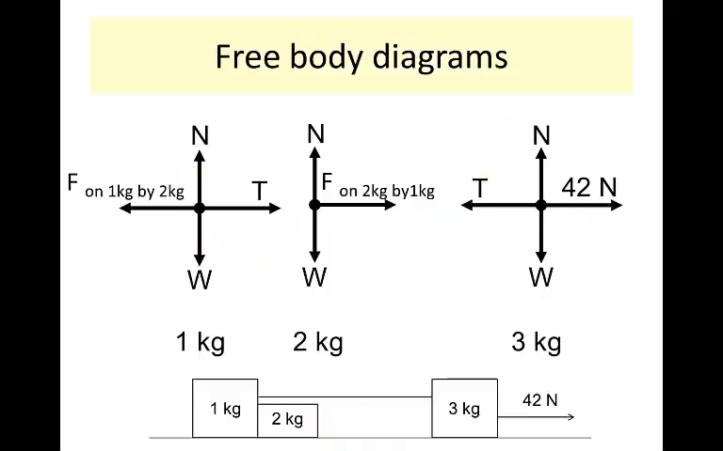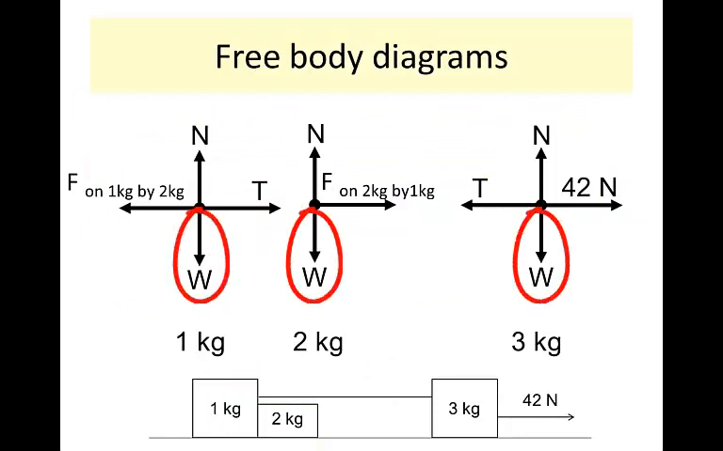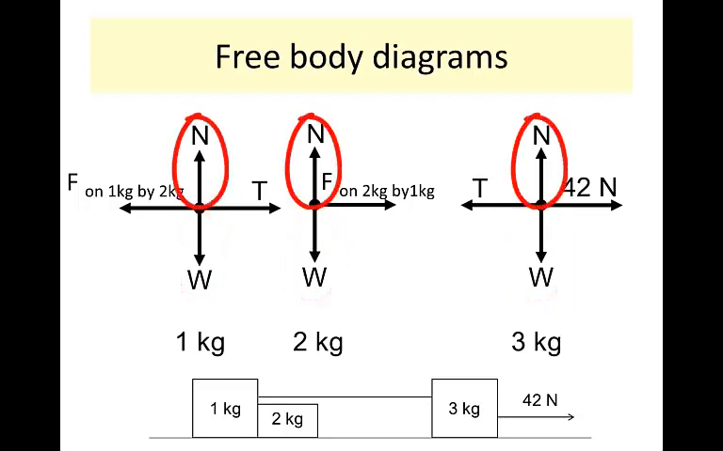Here we have a free body diagram for each of the 3 blocks. Let's start by looking at the 2 kilogram block. In all cases, we have vertically weight of the block acting downward and the normal force exerted by the surface acting vertically upward, because this is a horizontal surface. Notice that the free body diagrams are not drawn to scale. Free body diagrams don't have to be drawn to scale.